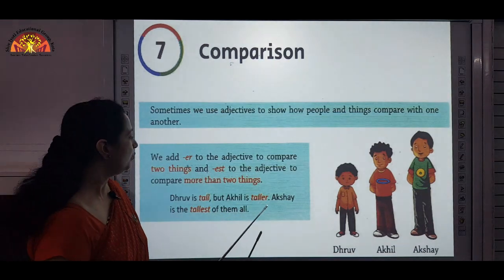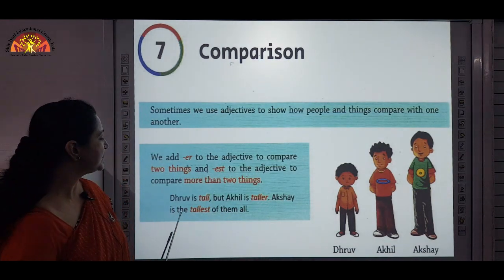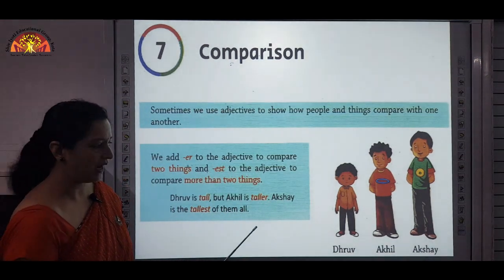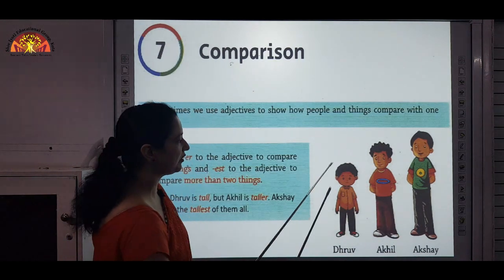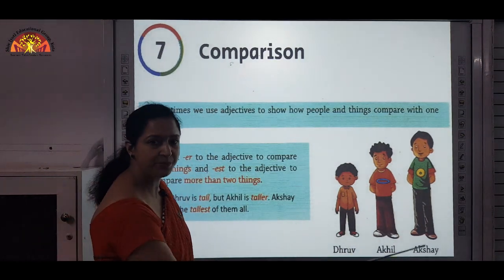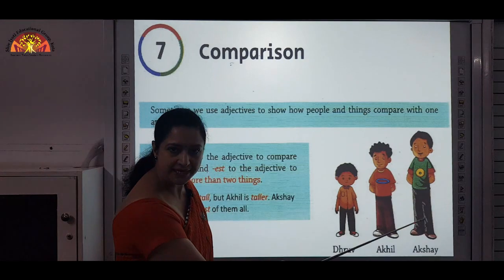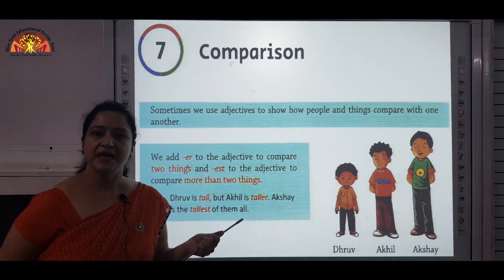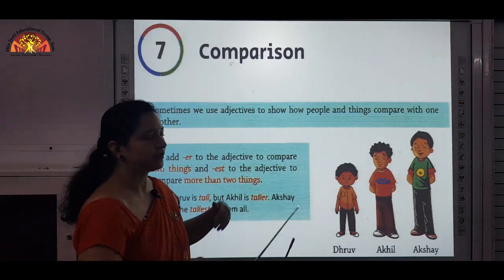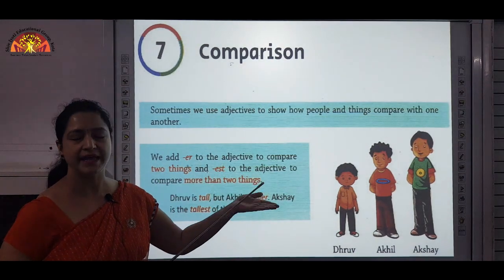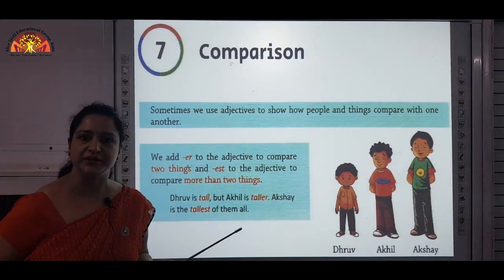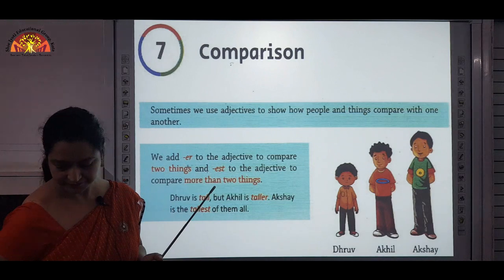Okay. Now move to 3rd. Akshay is the tallest of them all. Out of these 3 boys, Akshay is the tallest one. It means we are comparing Akshay out of them all. So here we are using superlative degree of comparison.